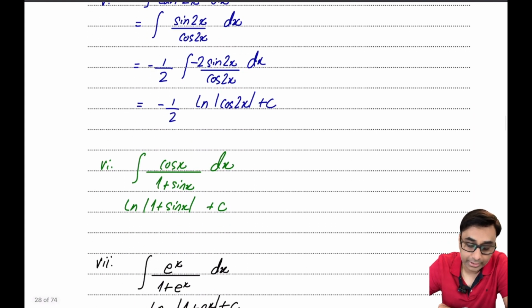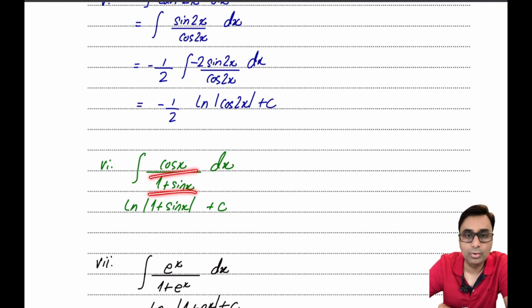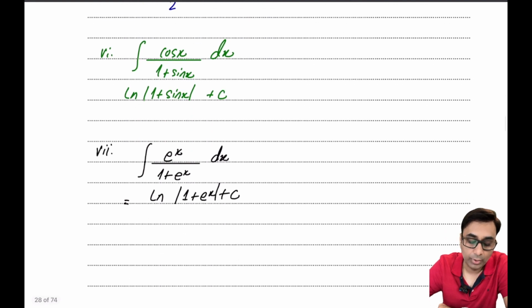Another very simple example: I have to integrate cos x over 1 plus sin x. See, how to apply the formula is very easy, but you have to know that in a particular situation, which formula do I have to go to. So 1 plus sin x's derivative should be cos x. So I have its derivative directly there. I can directly apply the formula. Similarly, 1 plus e^x's derivative would be just e^x, which is already there. In one step, I can apply ln(1 plus e^x).